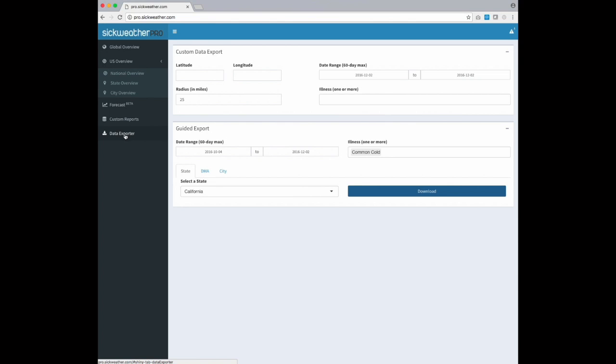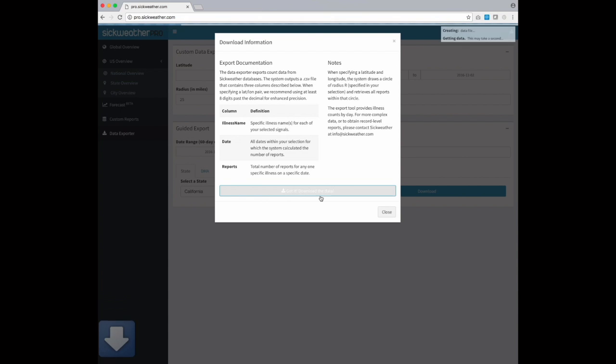Lastly, users can also export up to 60 days of data in any combination of illnesses and for a variety of geographic locations.